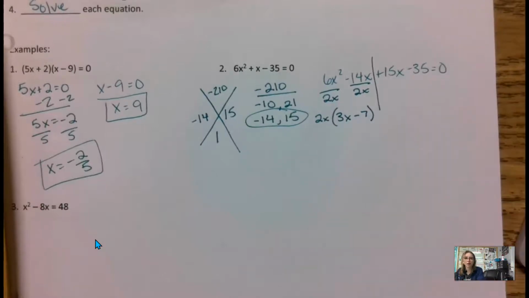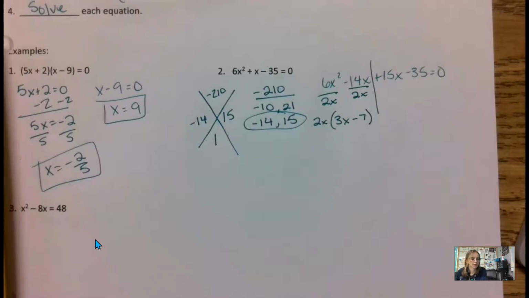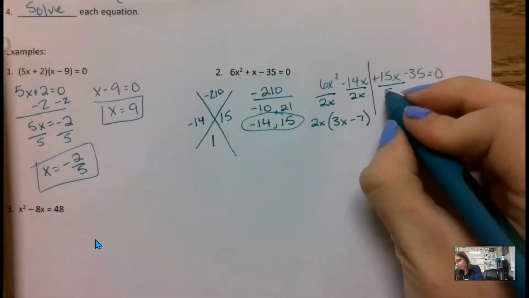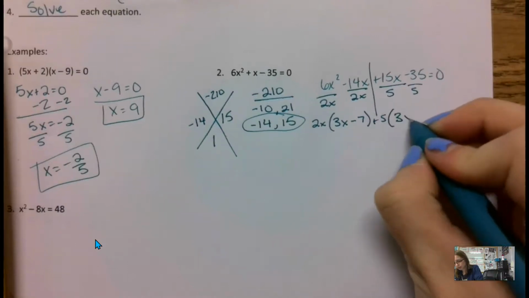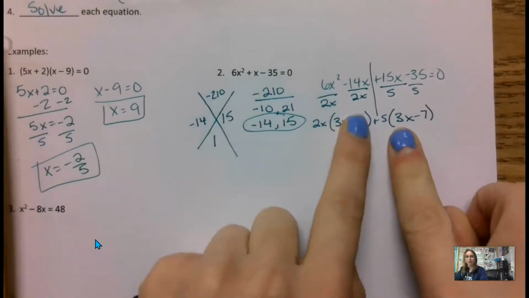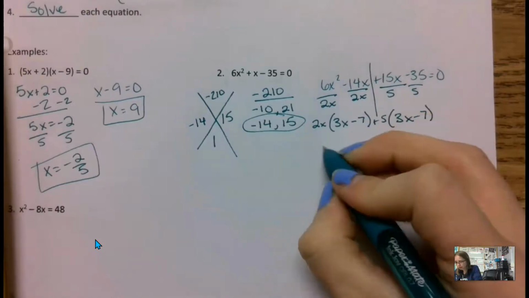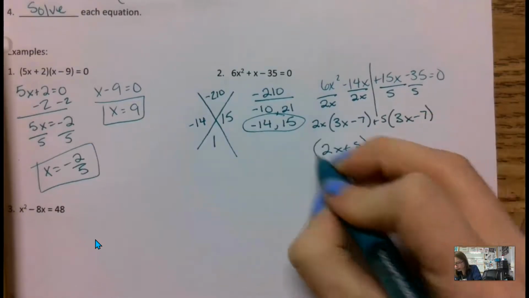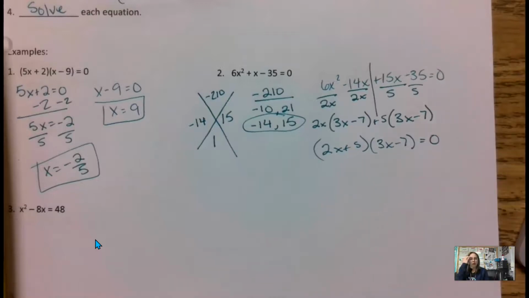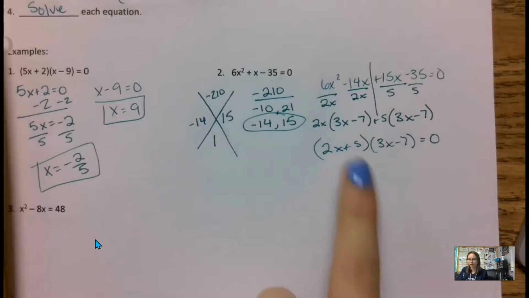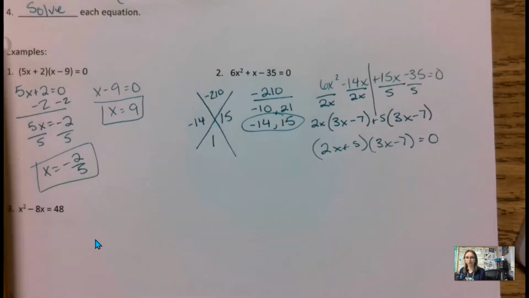Now over here, I'm going to take out a 5. Greatest common factor is a 5. So then I end up with 3x minus 7. They match. Good. I did amazing. So 2x plus 5, and then 3x minus 7. All right, now we just need to add our last step. We just set both of those factors equal to 0 to find our two answers.